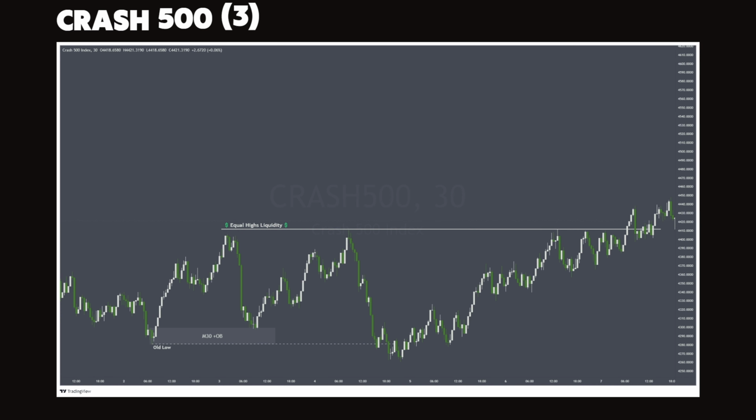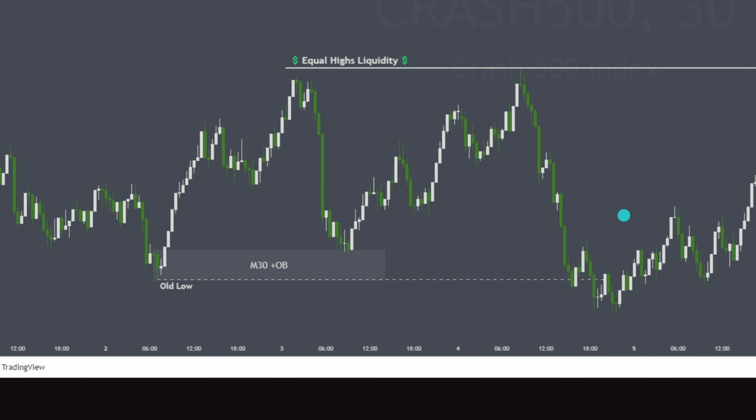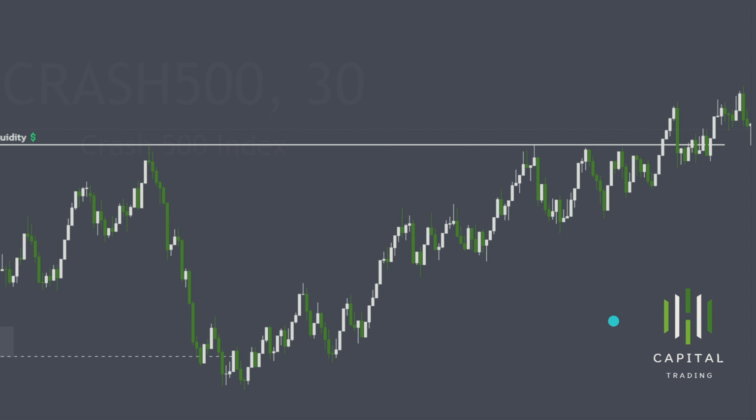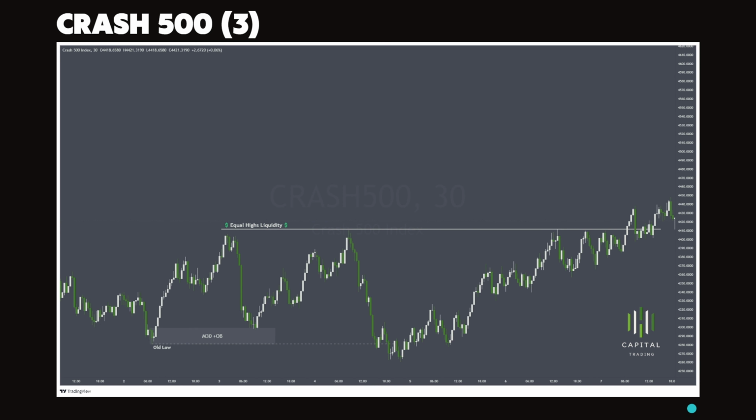Right, so what they did is reach for the old low first, down here, and then push to the upside to reach into these equal highs liquidity. So that's how you would look at C5 and attempt to look for equal highs liquidity. Now let's look into Crash 1000.